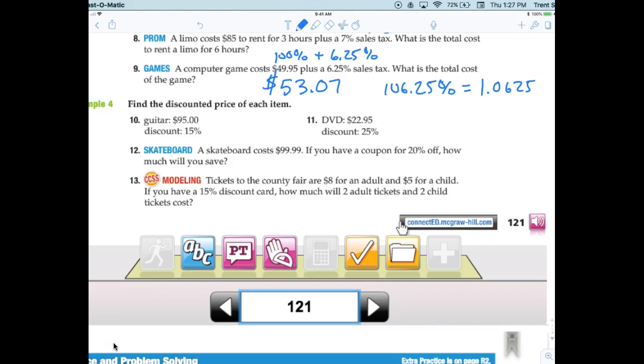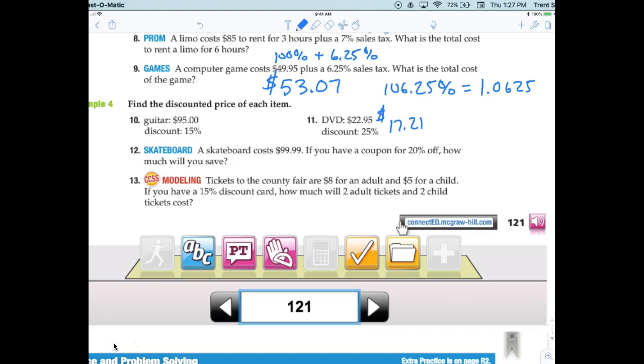This time you were supposed to pay what? 100%, but the store has agreed to give you a 25% discount, right? So if they give you a 25% discount instead of paying 100%, you're only going to have to pay what? 75%. Come on, that is simple. So now you take $22.95 multiplied by 0.75, and the answer is $17.21. Anybody agree with that?